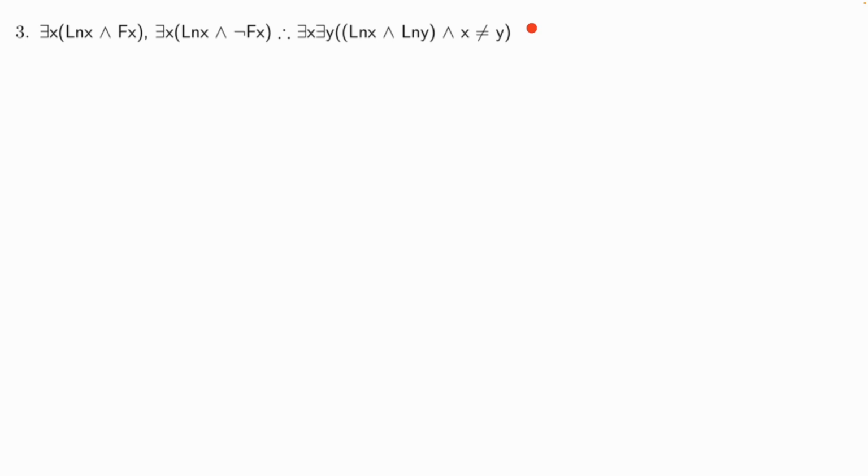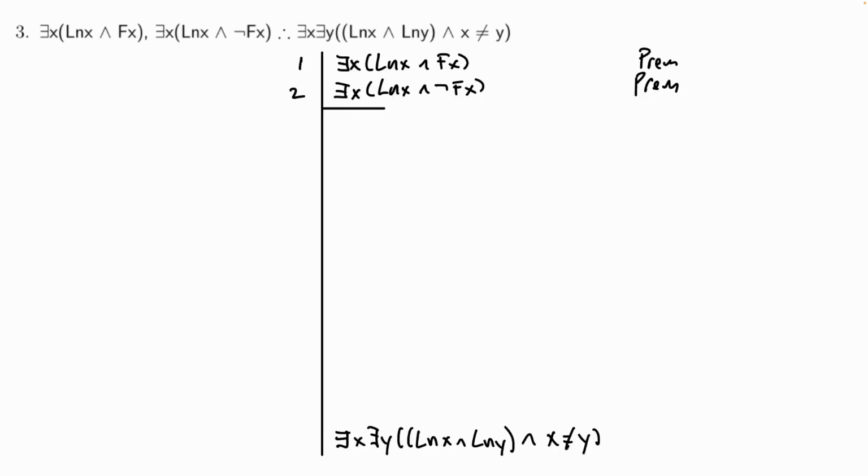Okay, here's our next problem. Let me write down the premises again and our conclusion, the target that we're headed for in this derivation. So here our premises say there's someone that N loves that does have the property F, is funny, say. And second premise says there's someone that N loves that fails to have that property, that isn't funny. And so therefore there's an X and a Y such that N loves X and loves Y, and they're distinct. In other words, there are at least two people that N loves.